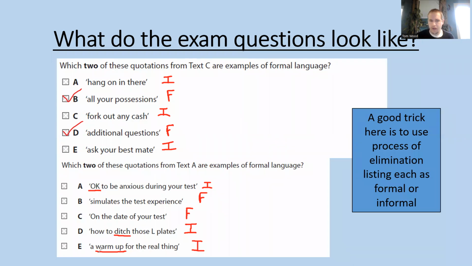So if I now look back at this, process of elimination, I might still be on the fence about this one, but I'd think, well, out of these three, which two are the most formal? I'm very happy with this one. If I were to compare between on the date of your test or okay to be anxious during your test, it might be a tough decision. I'd probably go with this one just based on the fact it's that okay that really sways me away from this idea.